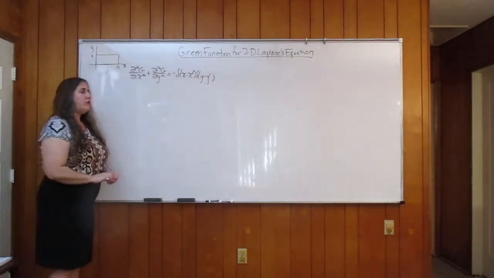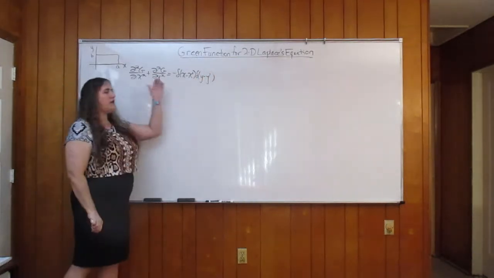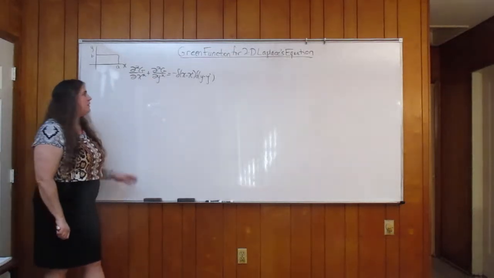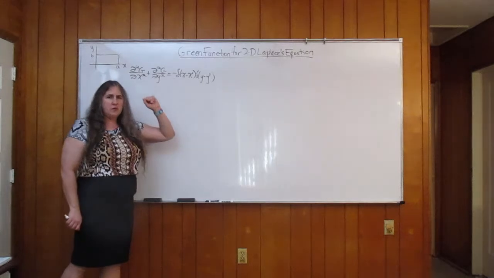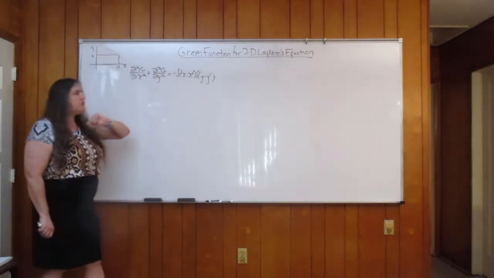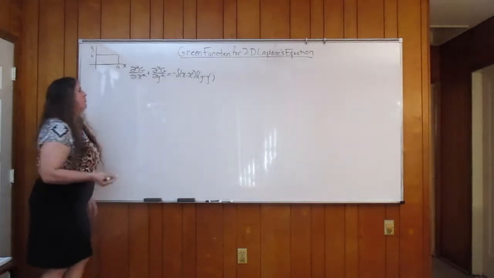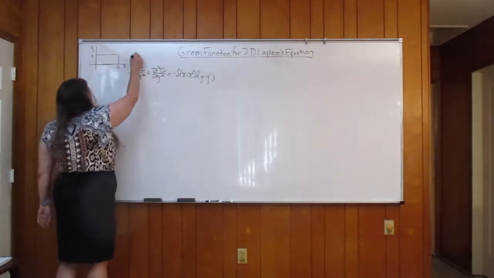is the second partial derivative of the Green's function with respect to x plus the second partial derivative of the Green's function with respect to y is equal to minus delta function x minus x prime times the delta function y minus y prime. And by the way, it's Green's function or Green function. You probably heard it both ways.